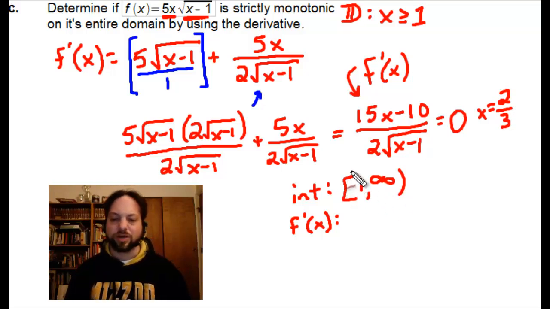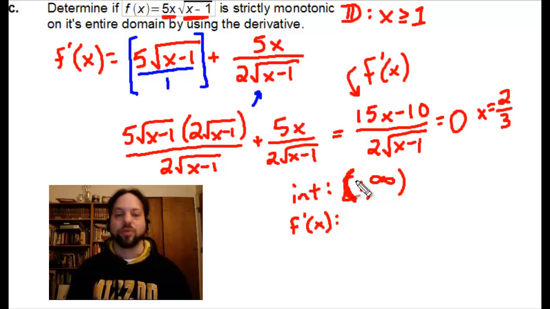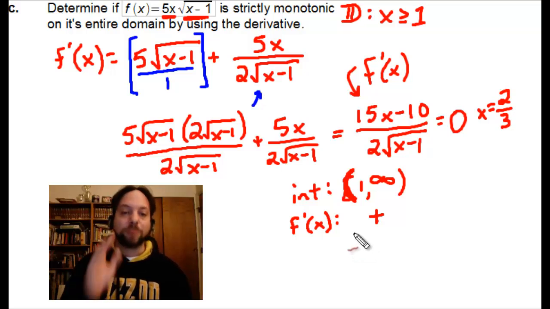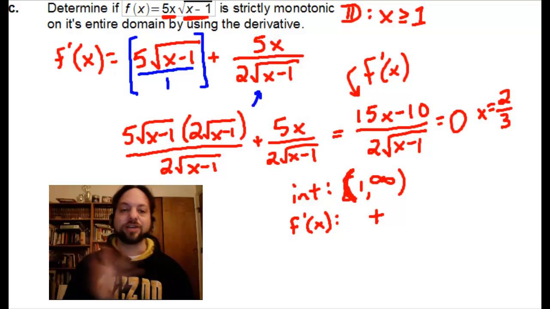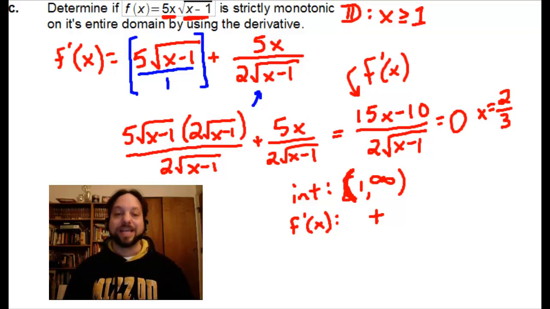Of course, 1 is not going to work, but if we make it an open interval, not including 1, again, choose any test value, plug it into the first derivative, and what you'll find is a positive value. The first derivative is always positive over the entire domain of this function. Therefore, it is strictly monotonic. And as a result of that, its inverse would be a function as well.